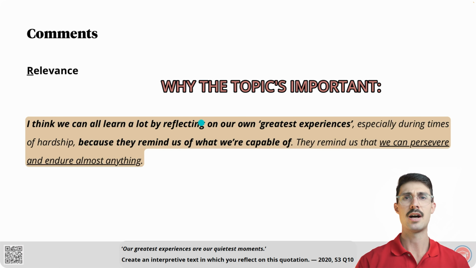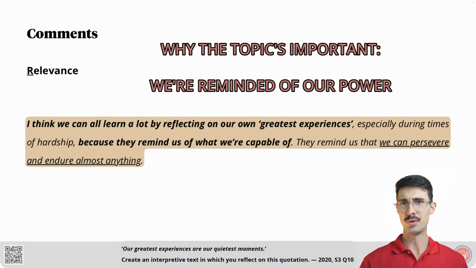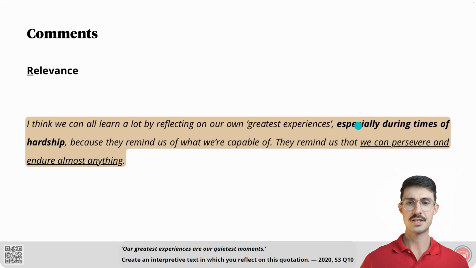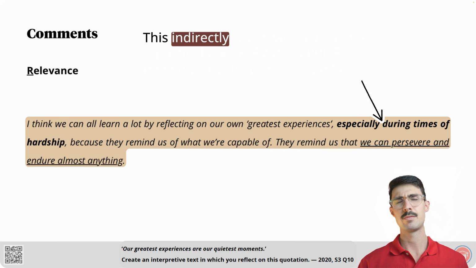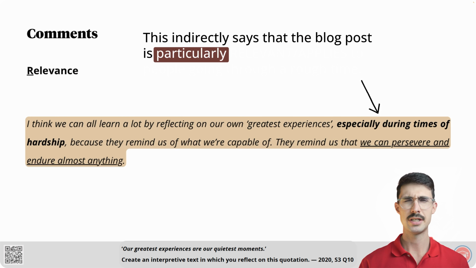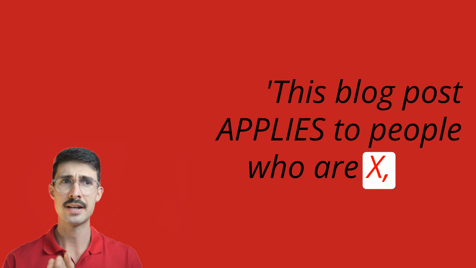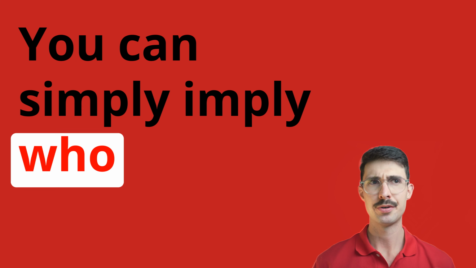This part in bold highlights why the topic of my blog post is important, and that is reflecting on our own greatest experiences remind us of what we are capable of. This topic's important because we're reminded of our own power. The inclusive language "we" indicates that the blog post isn't just about me, it's about us, especially during times of hardship. This indirectly says that the blog post is particularly relevant to people going through a rough time. You don't need to explicitly say, this blog post applies to people who are X, Y, Z. You can simply imply who the post applies to.